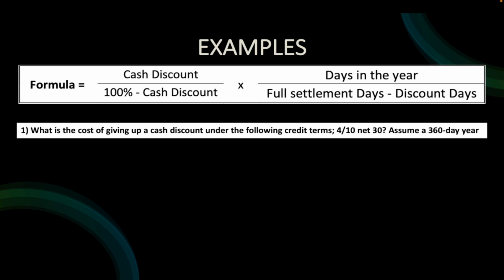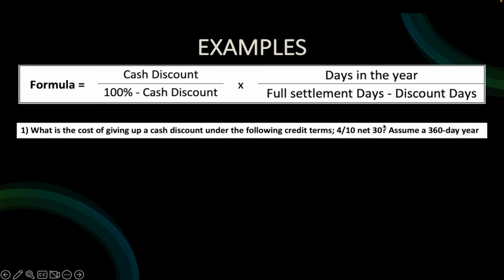Let's see. What is the cost of giving up a cash discount under the following credit terms? 4/10 net 30. Assume a 360-day year. Okay, so let's plug it into our formula. We know that the numerator is going to be the cash discount, so that's going to be 4%, and then divide by 100% minus the 4%, which is the cash discount, and then we multiply that by the days in the year. Well, we're told to assume a 360-day year, so we'll put 360 divided by the full settlement days. So that means if I don't settle within 10 days and take advantage of the cash discount, I still need to settle within 30 days.